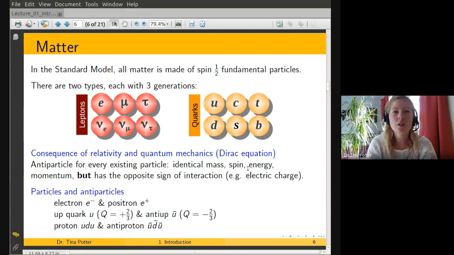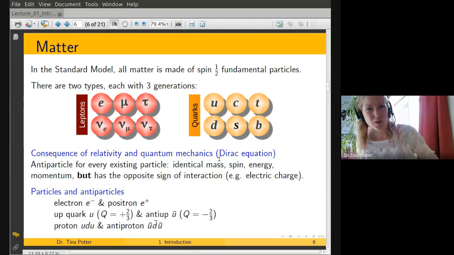Now, when the quarks go into bound states, for example the proton, we have 2 ups and a down quark that bind together to form a proton. There's also the antiproton, which is made up of 2 anti-up quarks and an anti-down quark. So we'll have all these anti-states as well, made up of the antifermions.